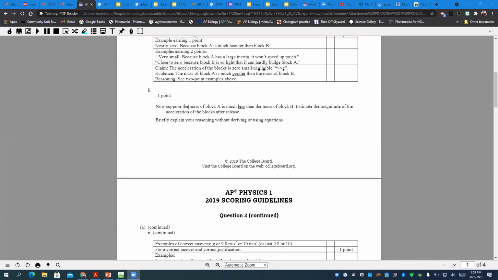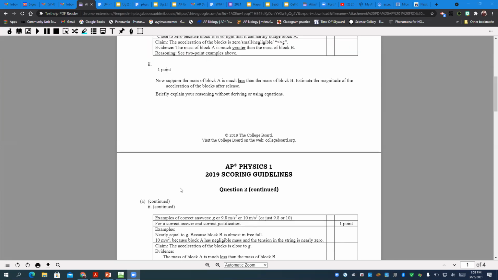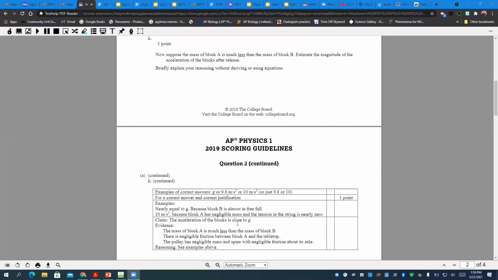A2, it says now suppose the mass of block A is much less than the mass of block B. So they've switched. So estimate the magnitude of the acceleration of the blocks after release. And I kind of talked about this too. This time they gave you 1 point for correct answer and correct justification. It's kind of important to note that when they read, they don't know exactly how they're going to lay out the points. They know the total points for it, but then they figure out exactly how the points are going to work out. So the readers for this question decided this is how the points would break down.